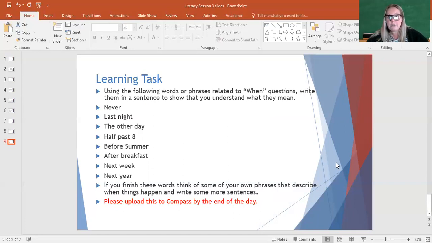One last thing, remember, if you do not understand anything that I've gone through today, if you have any questions about your learning task, your teachers have their computers and they are waiting to hear from you. So if you need to ask a question, go onto Compass using your login, go into your learning task and type a question to your teacher.